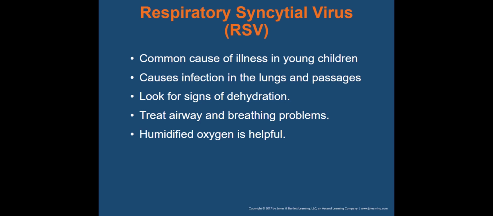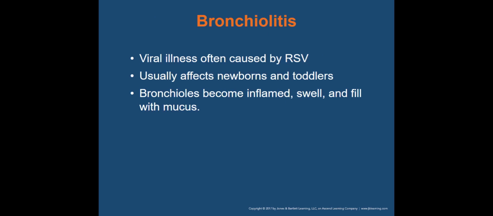Respiratory syncytial virus is epidemic in the valley every year. It goes through kids really, really easily. Most kids are exposed to it at some point in time before they're 5. It causes infection in the lungs and the passages, lots of bronchiolitis, inflammation of the bronchioles. You look for signs of dehydration. Humidified oxygen does help with some of that inflammation. Common cause of illness in young children. And again, it's a virus, and it does go to epidemic. It's usually a fall type of illness. Sometimes it's hard to distinguish between RSV and influenza without testing.